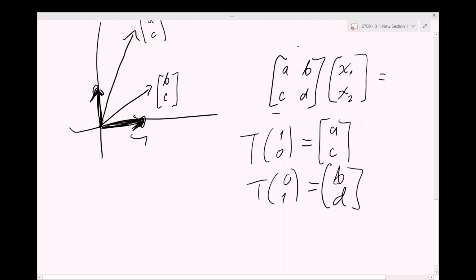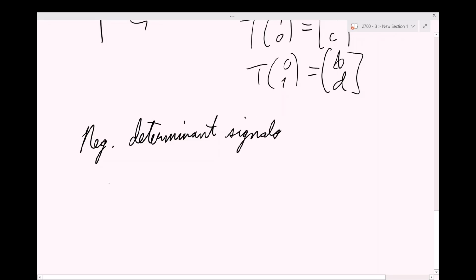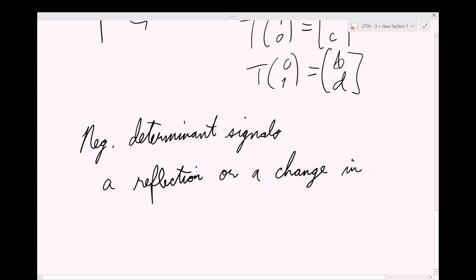So what's happening here is that a negative determinant signals a reflection, if we're thinking in terms of the transformation given by that matrix, a reflection, or if you want to speak more mathematically, we call this a change in orientation.